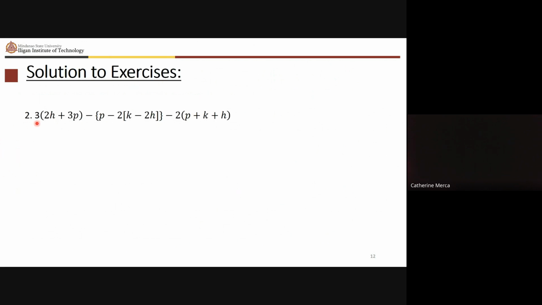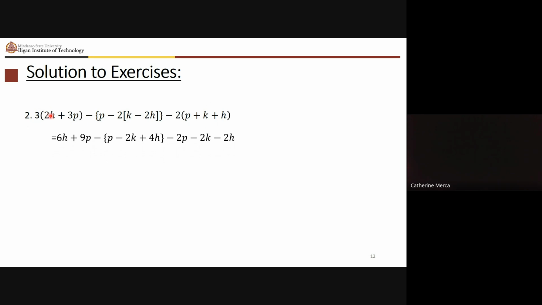Number 2 says that you have 3 times the quantity 2h plus 3p, minus the quantity p minus 2 times k minus 2h bracket, and then you have your brace again. Your brace calls for this group, so minus 2 plus k plus h. So the inner symbol of grouping is this one.